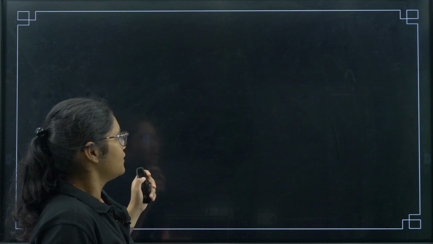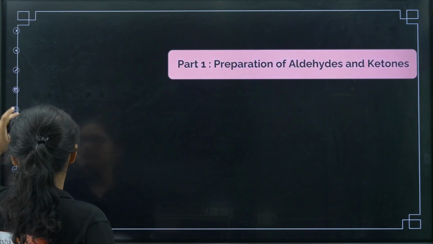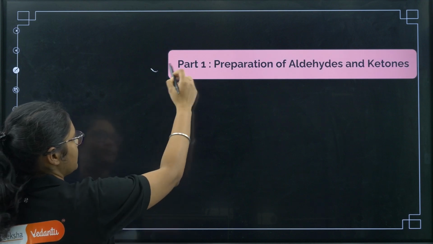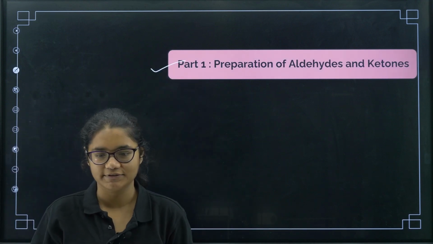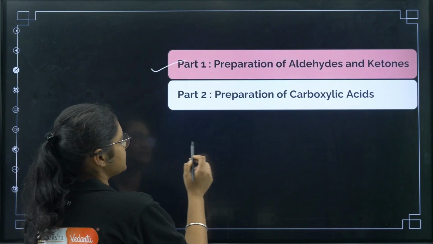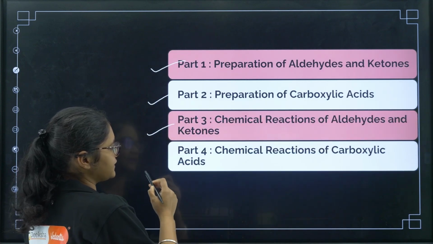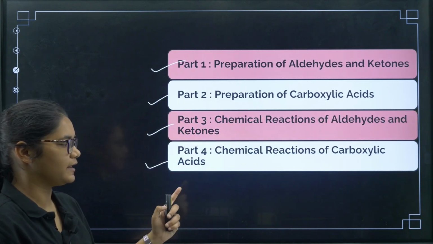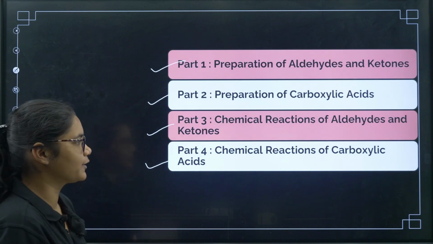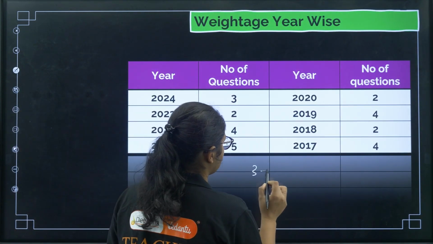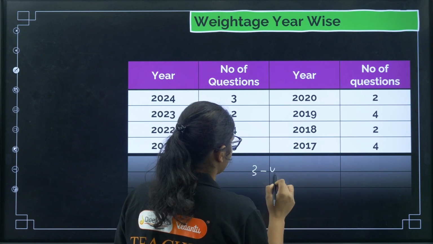So today's class, what all things are we going to study? First of all, we are going to do preparation of aldehydes and ketones. Next we'll be covering preparation of carboxylic acid, then chemical reactions of aldehydes and ketones, and then part 4 will be chemical reactions of carboxylic acids. Year wise weightage, as you all know, carries almost around 3 to 4 questions.